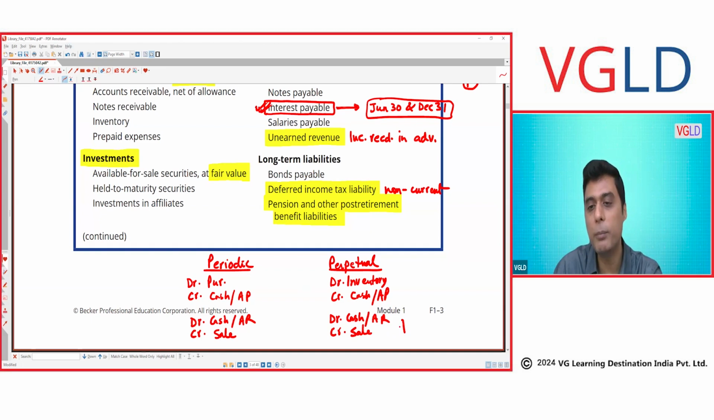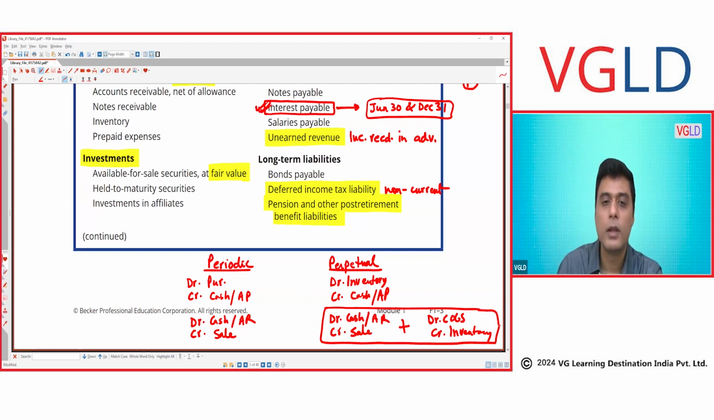And along with this, we pass another entry, debit cost of goods sold, credit inventory. So in the perpetual system, a sale is always accompanied with this other entry. It's a set of two entries, whereas in the periodic, there is only one entry.